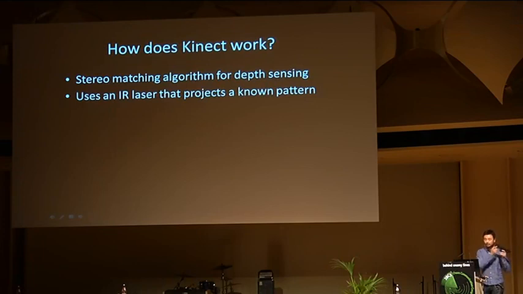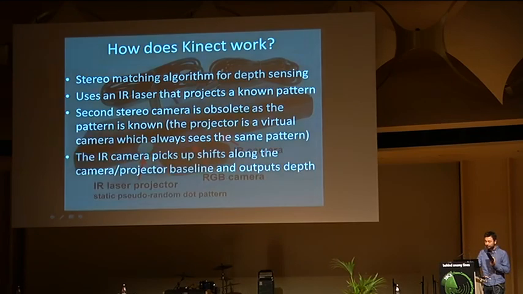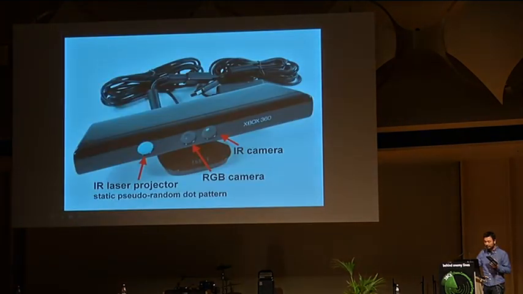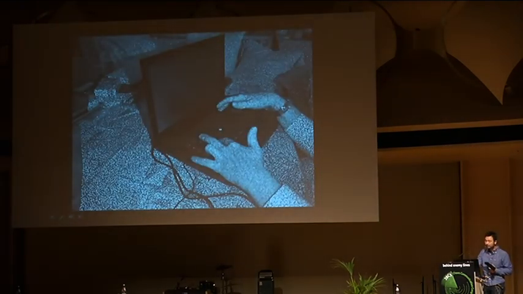So there's an infrared laser projector which projects a spectral pattern into the environment. So maybe some of you have already seen how it looks like. This is what the Kinect camera sees. So the Kinect camera has an infrared laser projector and a color RGB camera, which doesn't do anything for depth calculation. It's just for augmenting 3D graphics with color. And the IR camera is the camera which actually picks up this dot pattern.